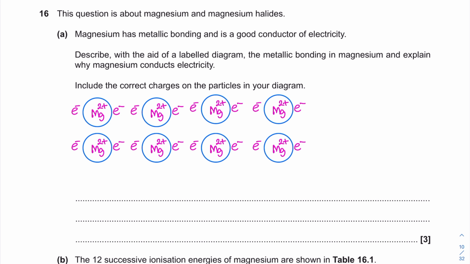Well, first of all, here is the diagram. Because magnesium is in group 2, we write magnesium as Mg2+, because it will lose the 2 outer electrons, and here are the 2 electrons for each magnesium ion. That's a magnesium ion with its 2 electrons, and that is repeated throughout the metal. Because of that, it is these electrons which are free to move. Because they're free to move, they're called delocalized electrons.